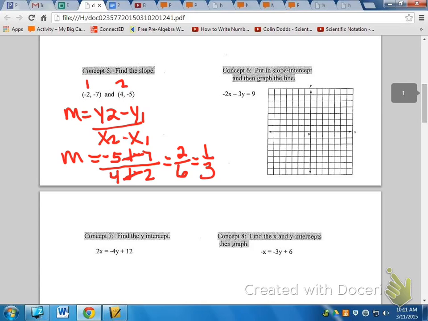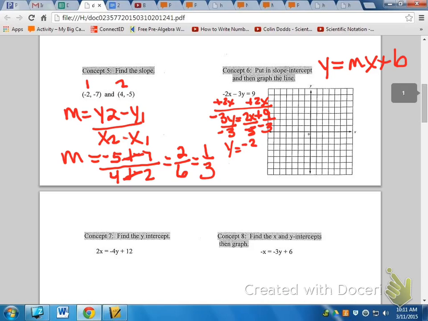Concept 6, put in slope-intercept form and graph the line. So slope-intercept form, y equals mx plus b. So first thing I'm going to do to try to get that in slope-intercept form is I'm going to add 2x to take it over to the right. So negative 3y equals 2x plus 9. I'm going to divide everything by negative 3. So y equals negative 2/3 x minus 3.